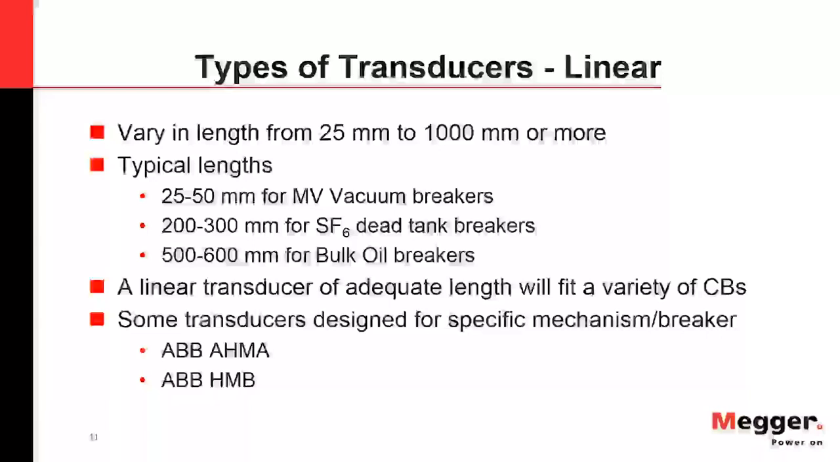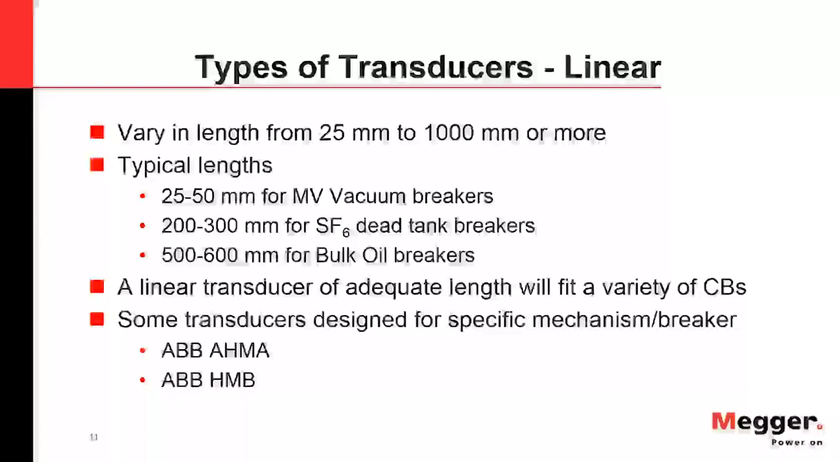As you start to get into your SF6 dead tank, usually a 200 to 300 millimeter transducer is good, because your lower voltage ones, your 72 kVs and 145 kV circuit breakers, only have a stroke of around 110, 120 millimeters or so. As you get up to your 245s, 300s, 500s, they might go up to a 200 millimeter stroke or so. And then, once again, as I mentioned, with the old bulk oil circuit breakers you might need a longer 500, 600 millimeter transducer, where they have this 18-inch stroke that the interrupters travel back and forth. Even though we have different ones here, a linear transducer of adequate length will fit a variety of circuit breakers.